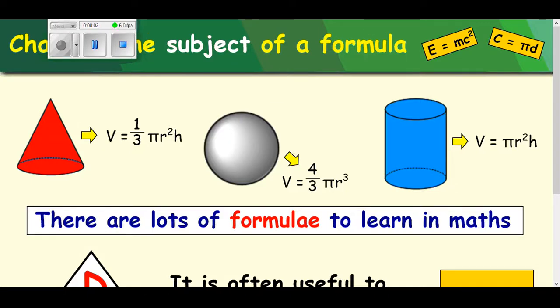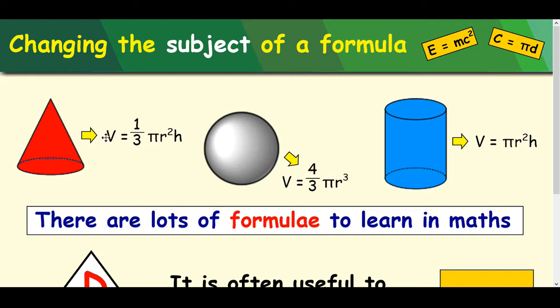In this lesson, we're going to look at how to change the subject of a formula and what that actually means. So far in maths, we've learnt quite a lot of formulas, and also in science, you have done the same, and even in other subjects as well. So, here's the formula for a cone, a sphere, and a cylinder. But what if we wanted to rearrange that formula so that height was the subject, i.e., height was over here and it was h equals, or the radius was r equals.